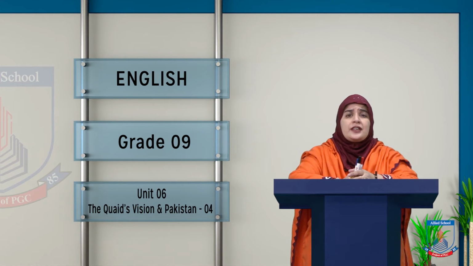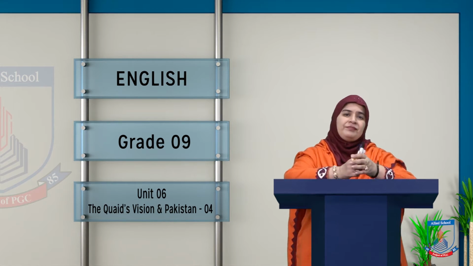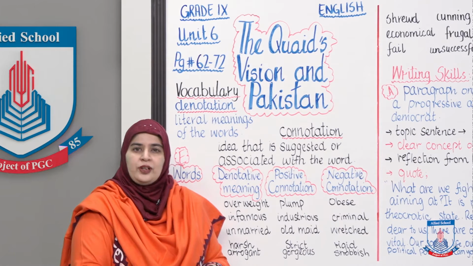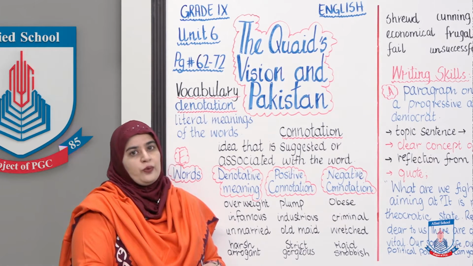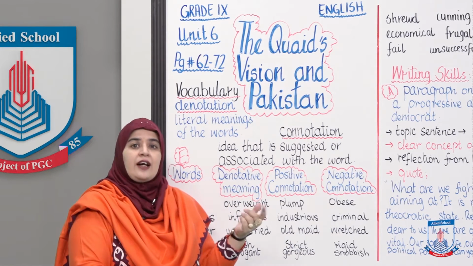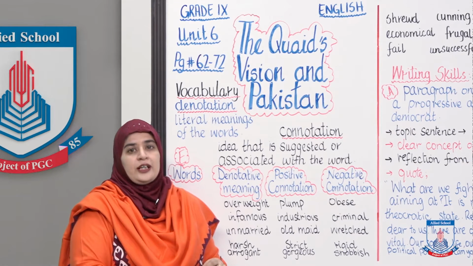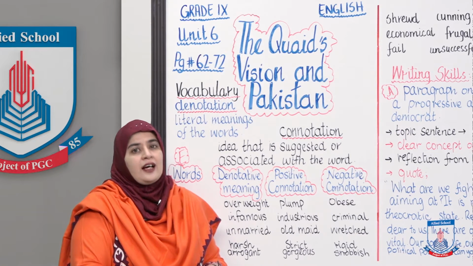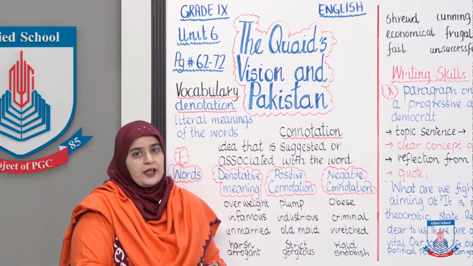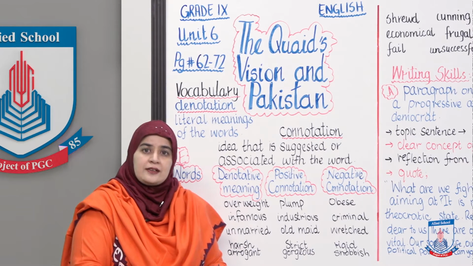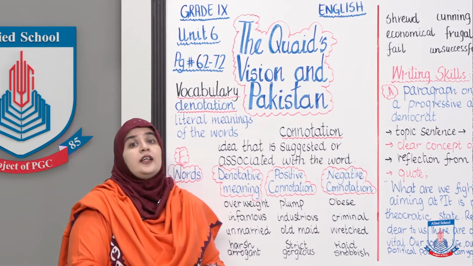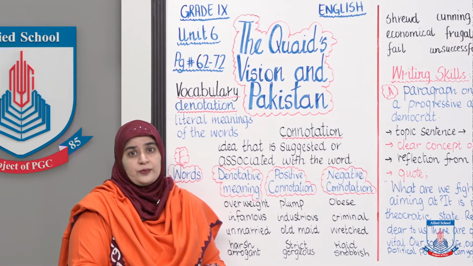Come with me and we will discover what I have brought for you today. Yes, my dear children, what is the board telling you? The board is telling you that we are going to do one vocabulary question and the next are the writing skills of Unit 6, the Quaid's Vision and Pakistan. We will do additional sentences as well, so be on your toes. Bring your pencils if you have not brought them so far. Bring your English register and take down notes as well if you want to.